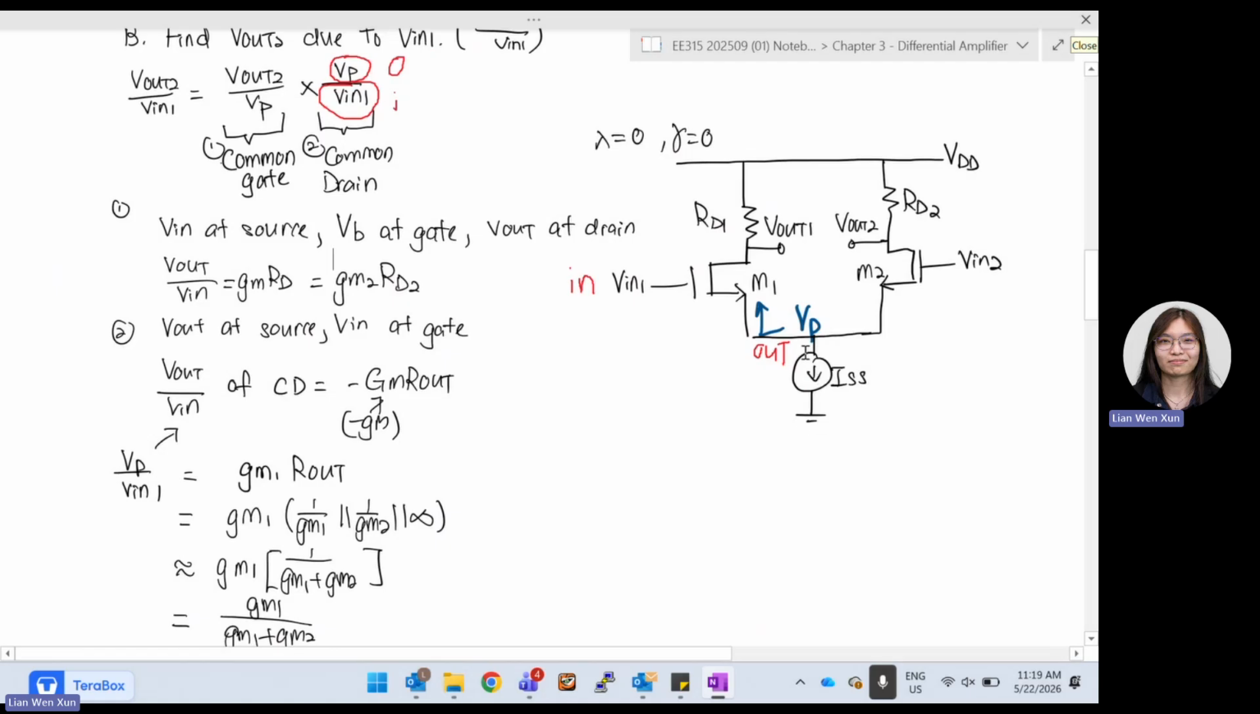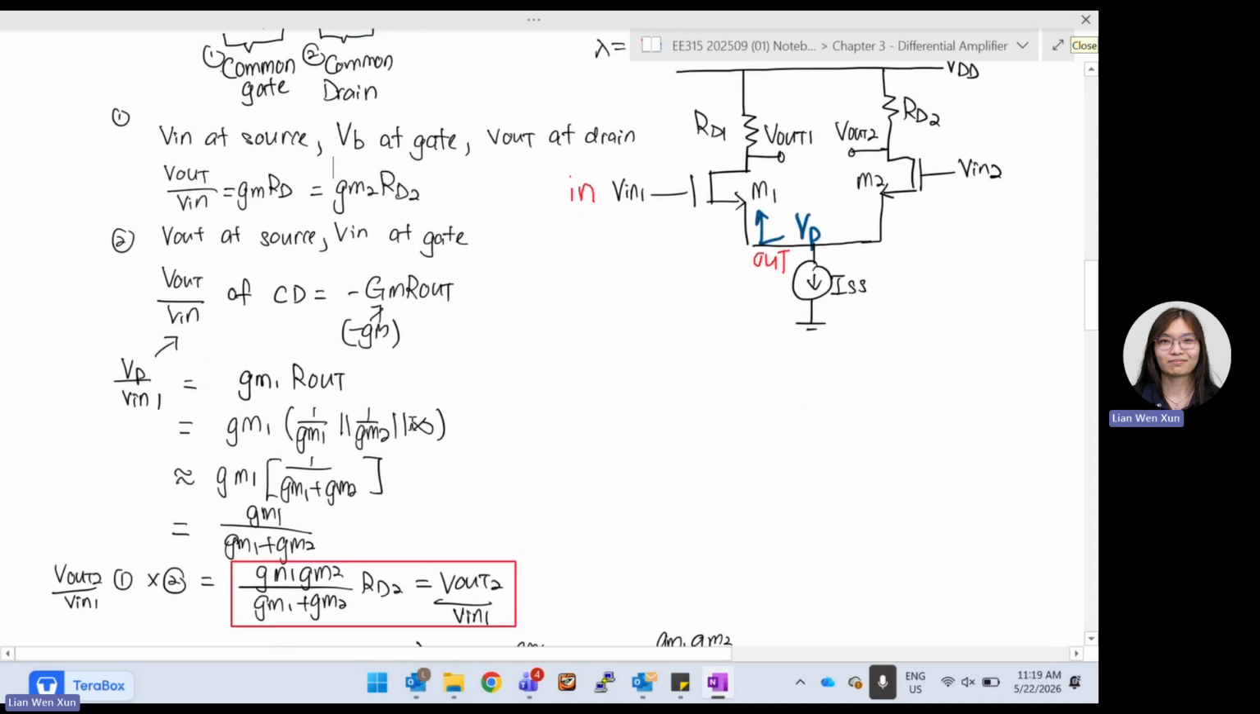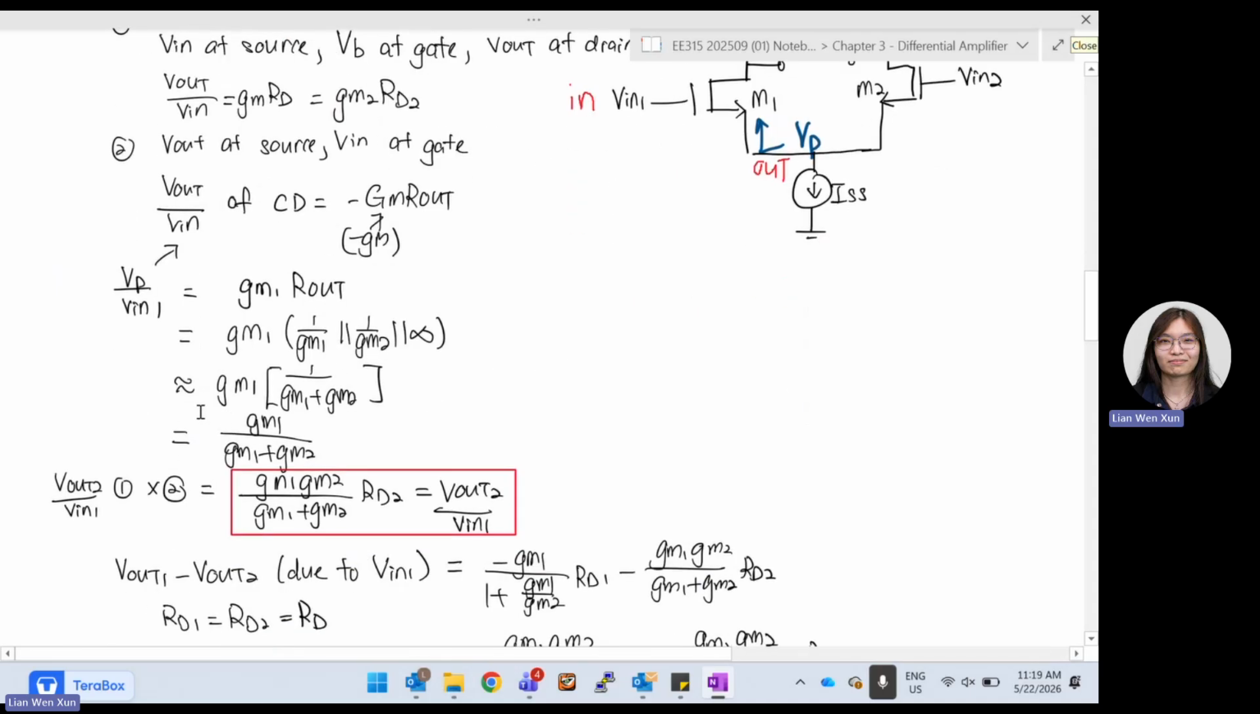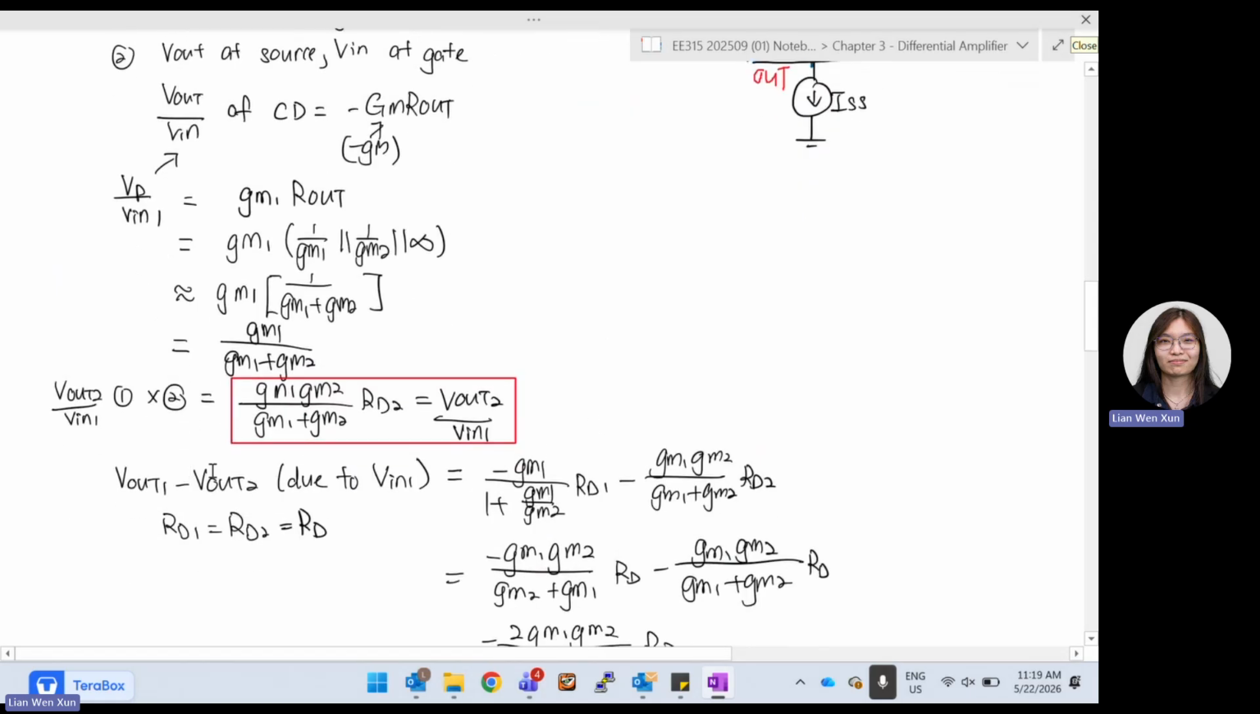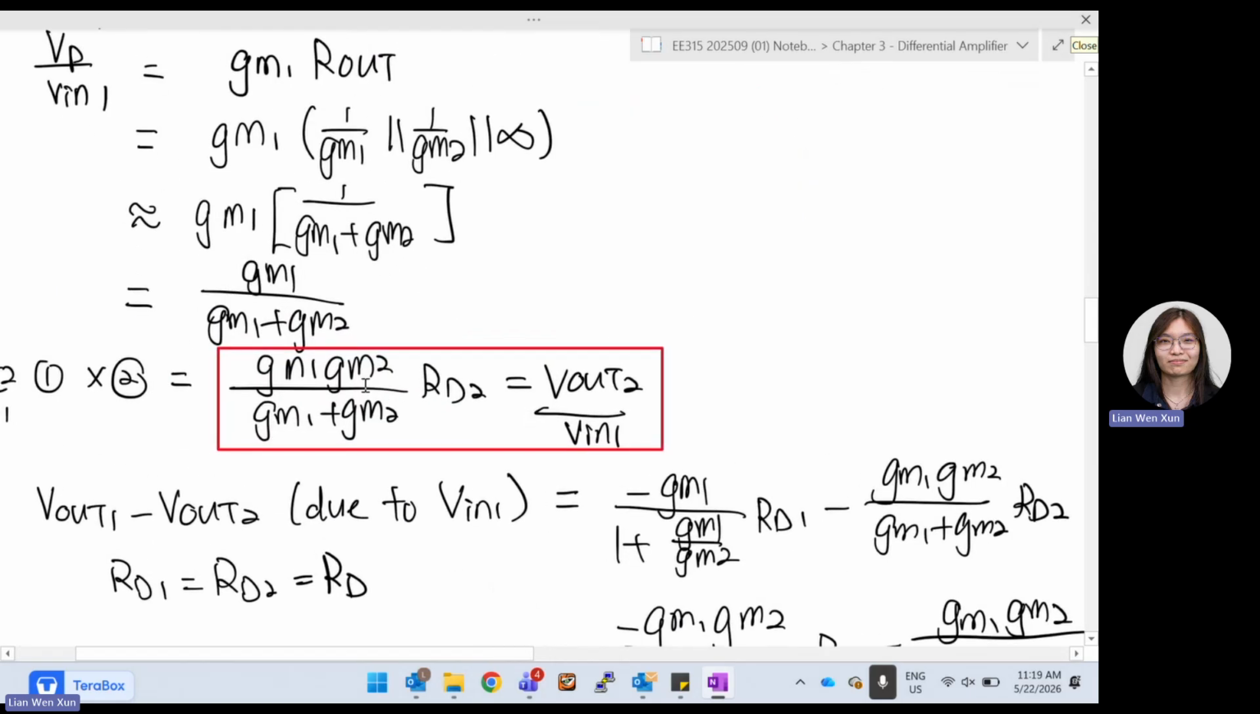I mentioned before, we are looking from source to drain. So it is 1 over gm1, parallel 1 over gm2, parallel infinity. We can cancel out this infinity when they are in parallel. So our final answer is gm1 over gm1 plus gm2. We multiply both together and get gm1 gm2 divided by gm1 plus gm2, times RD, equals Vout2 over Vin1.